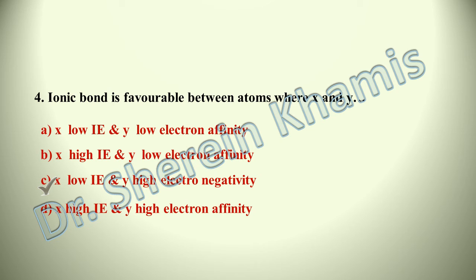So X low ionization energy as it has the ability to lose electrons easily as in group 1 and 2, and Y has high electronegativity as it has the high ability to gain electrons or attract electrons in group 17 and 18. Okay, let's continue.